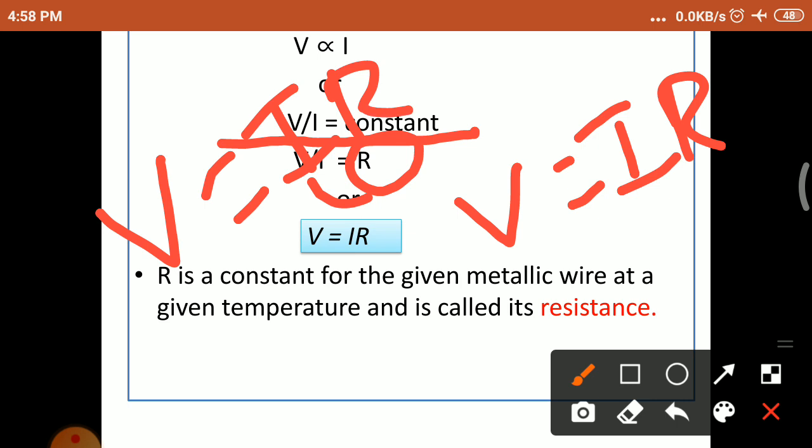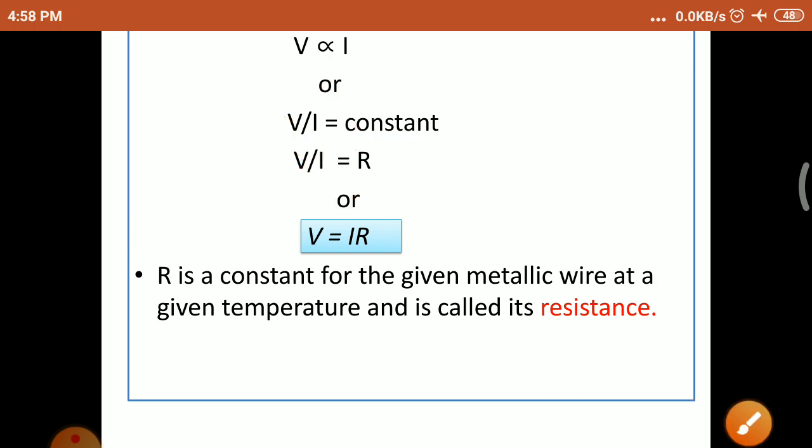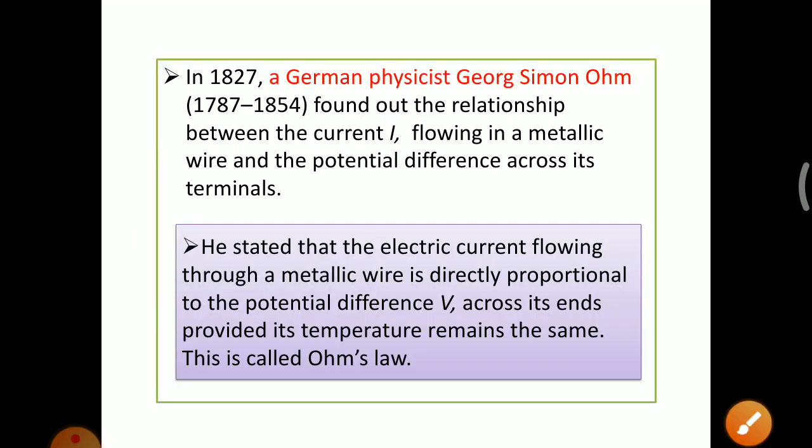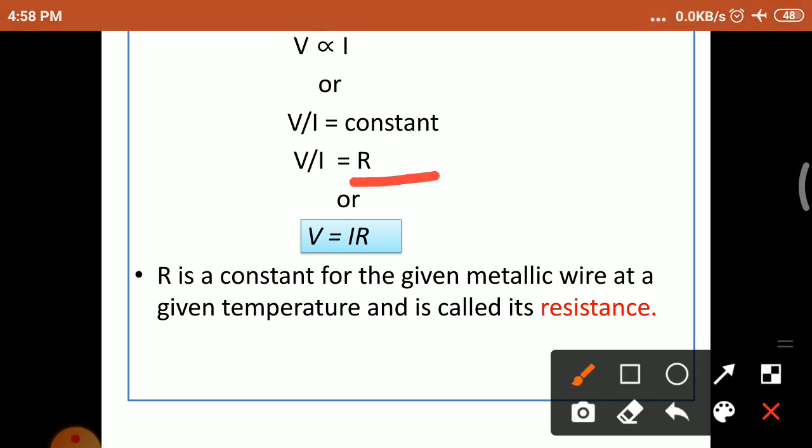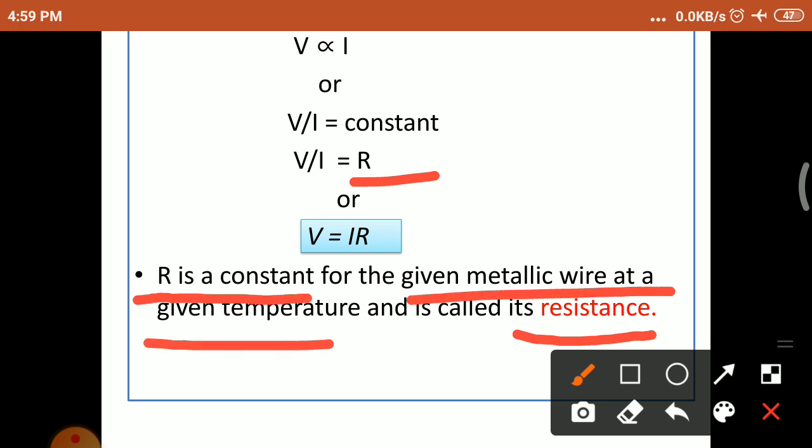Where R is a constant for the given metallic wire at a given temperature. Why am I again and again saying that the temperature is constant? R is a constant for the given metallic wire at a given temperature, and it is called resistance. The name of the R is nothing but resistance. So this resistance value is always constant for a given metallic wire at a given temperature.